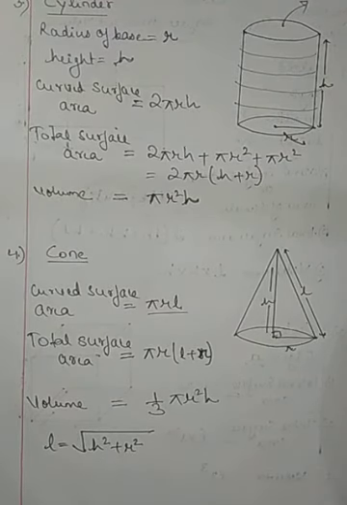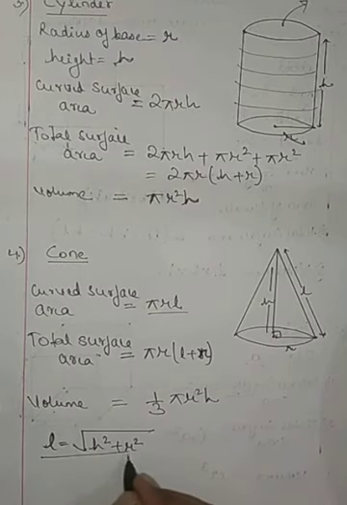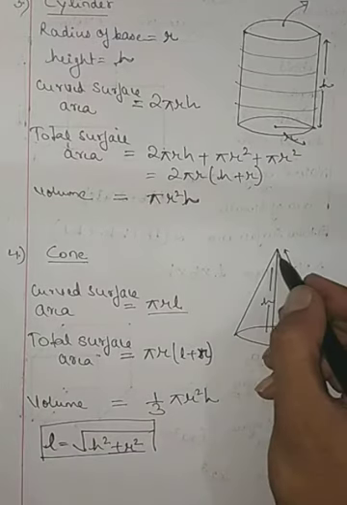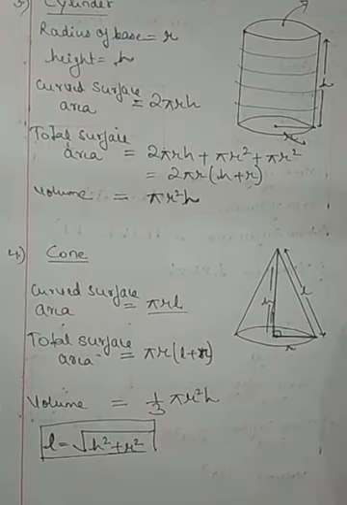And sometimes the slant height is not given. The formula for l is under root of h square plus r square. It is simply calculated by applying the Pythagoras theorem in this right angle triangle.